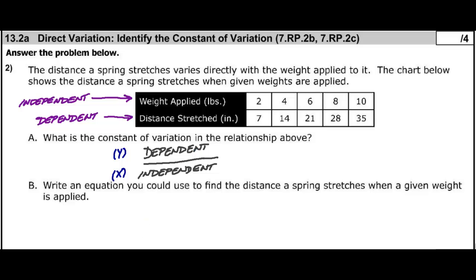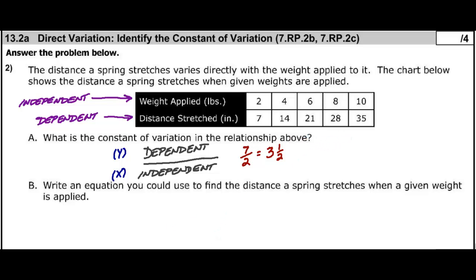So let's take a couple of these amounts and try them out. 7 divided by 2. Well, 2 goes into 7 3 times. That's 6 with 1 left over. 6.5, or 3.5, excuse me.